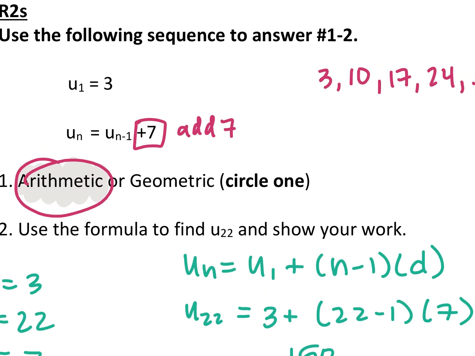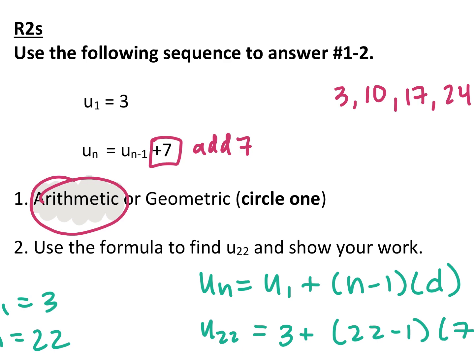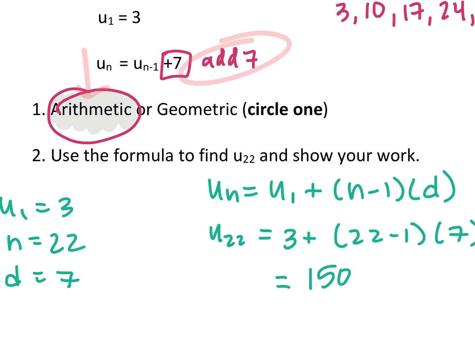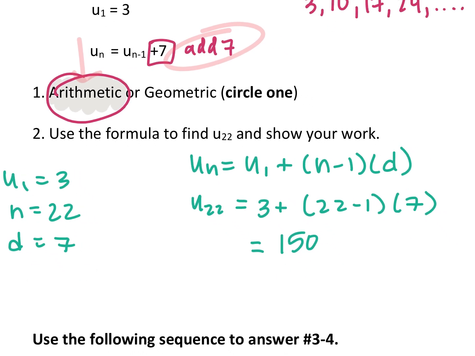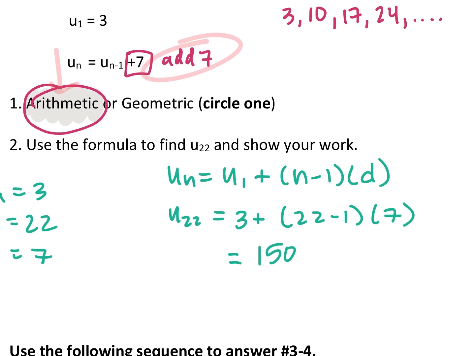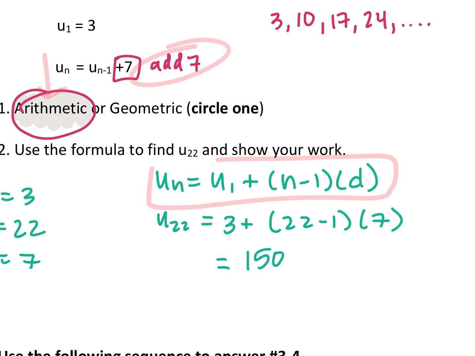On this first one, they asked whether it was arithmetic or geometric. Well, since they were adding 7, it was arithmetic. And then use the formula to find U sub 22. Look, they wrote the formula out. That's what I would do too. Write the formula out, stick in all the numbers, and multiply it all out. If you didn't get 150, but you had the same numbers, it's because you put it in the calculator wrong. You have to learn how to do that.